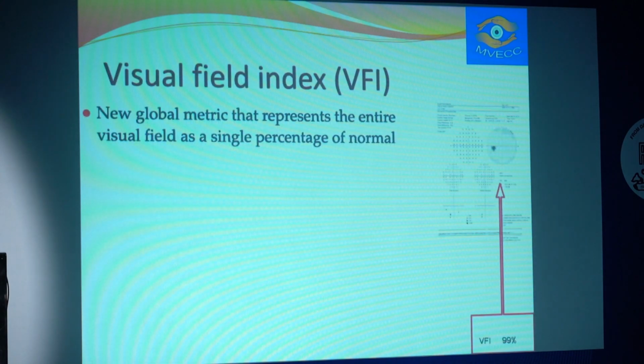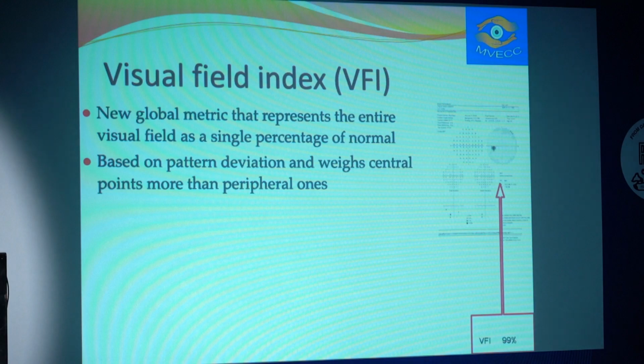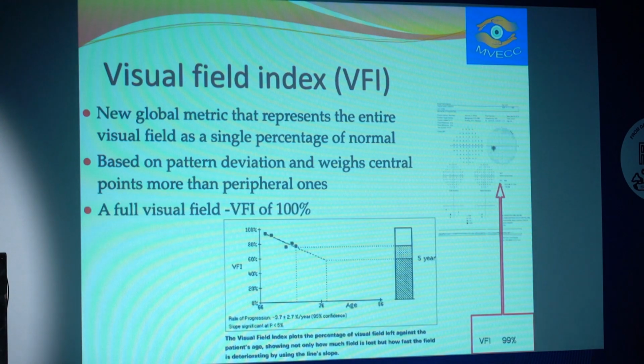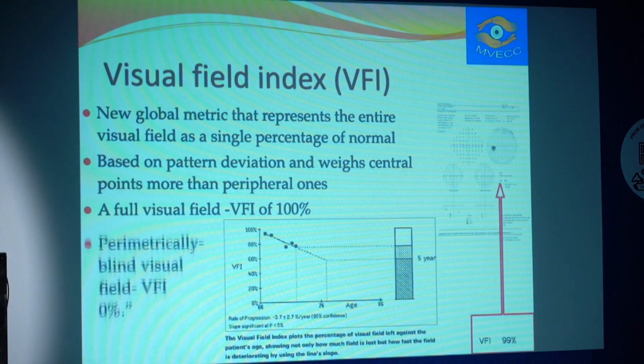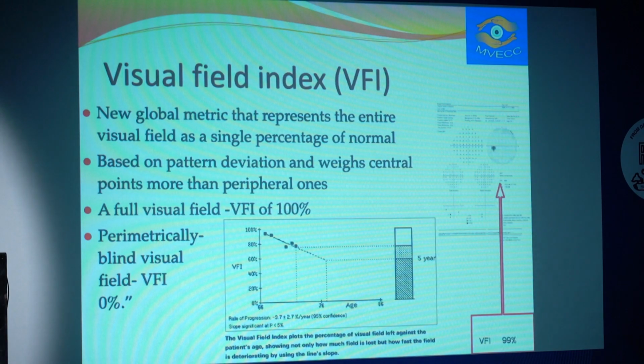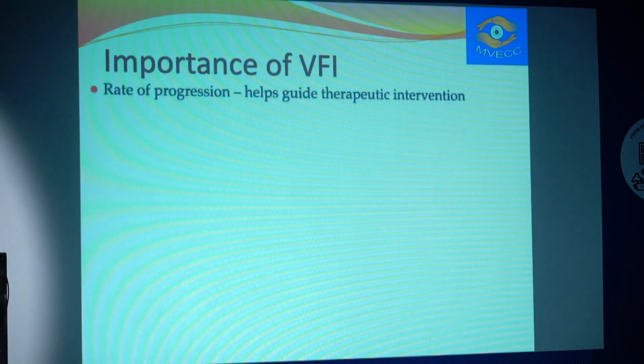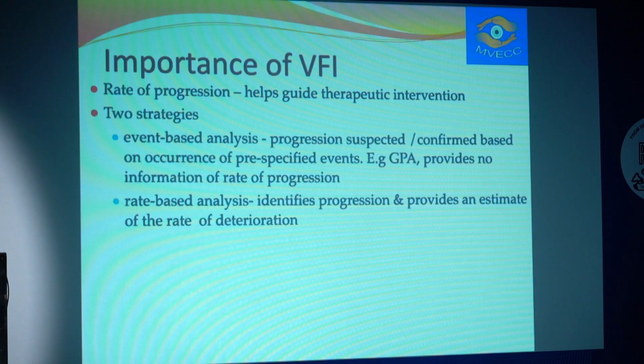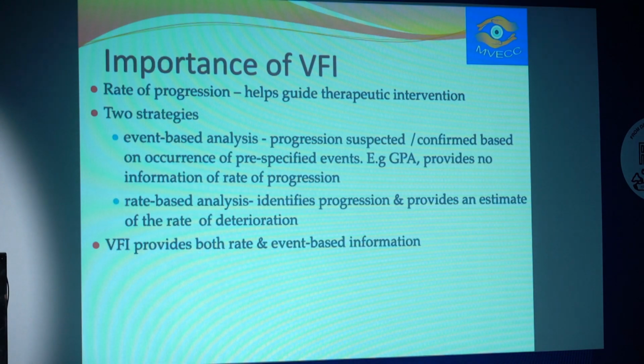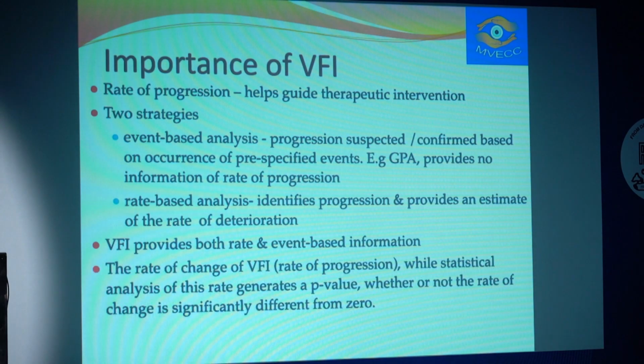Now, VFI is a single numeric metric which represents the whole visual field as a single number. A full visual field will give you 100, and a perimetrically blind patient will give you a VFI of 0. We all know that the rate of progression could be event-based or rate-based. VFI is a combination of both, even in the rate-based analysis. It usually takes into account the pattern deviation plot, but if the pattern deviation is not so good, it can take the total deviation plot into account also.